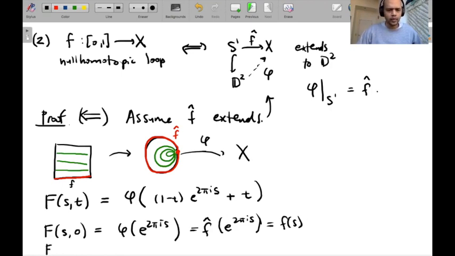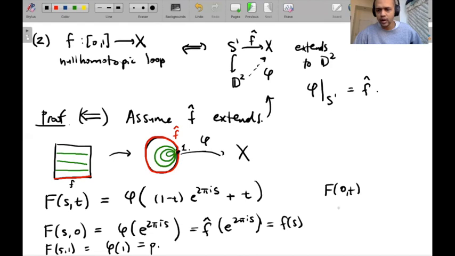At time 1, we have just phi of 1. So this is the point 1 here. And that's equal to p. And now to be a homotopy, we also need that f of 0,t and f of 1,t are both equal to p for all t.